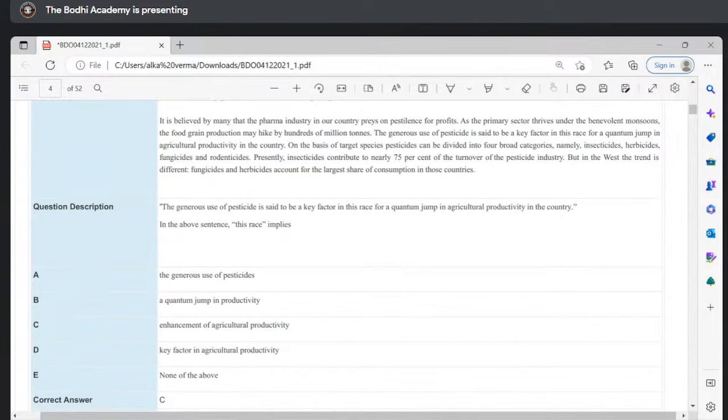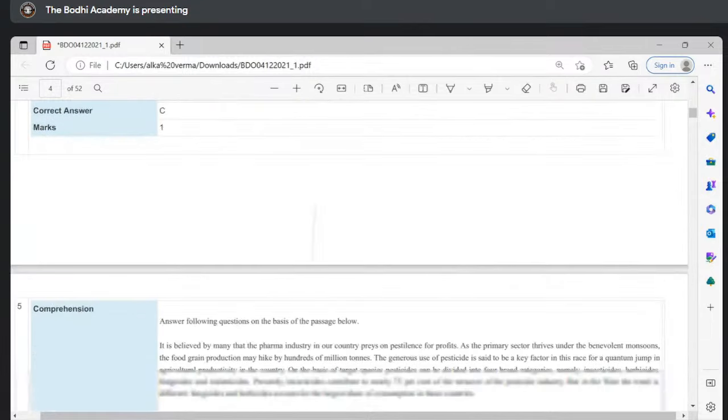Let's look at the other options. Enhancement of agricultural productivity. Is this matching whatever is being said in the passage? Clearly, yes. Key factor in agricultural productivity, this race, not exactly that. So which is the correct one? Which is the most suitable option for it? We have enhancement of agricultural productivity, because that is their final goal, right? That is their final aim of using those pesticides. So question 4 is option C. All right, let's move on to the next one.